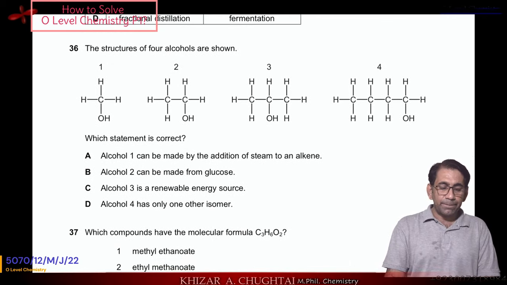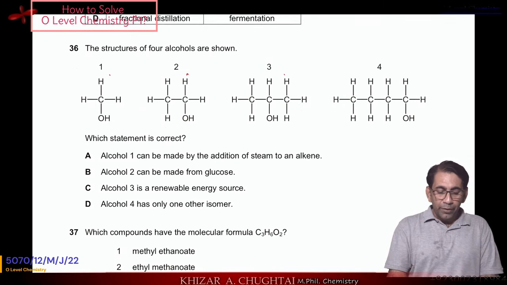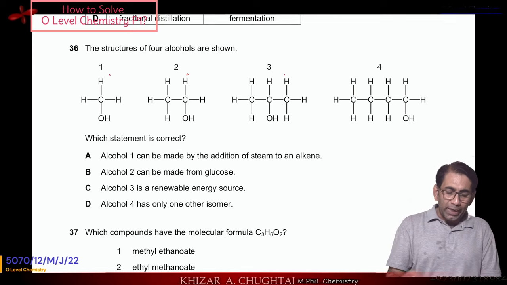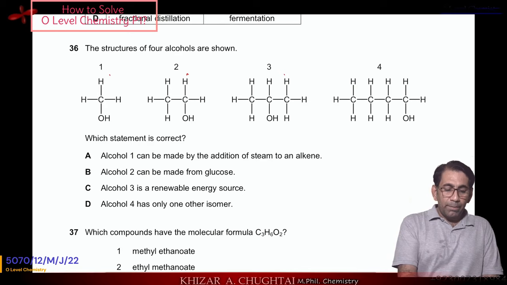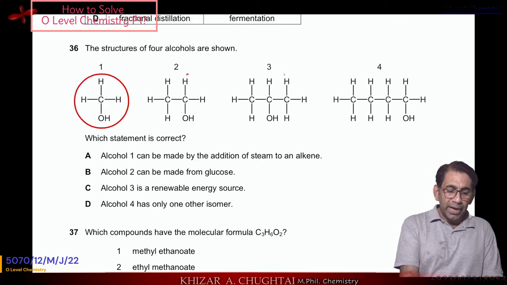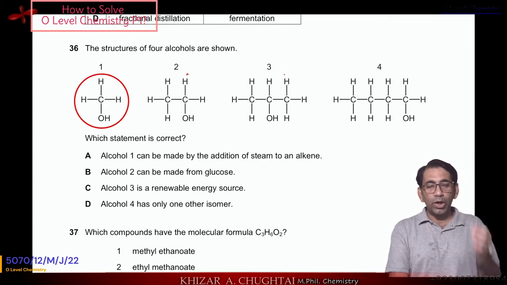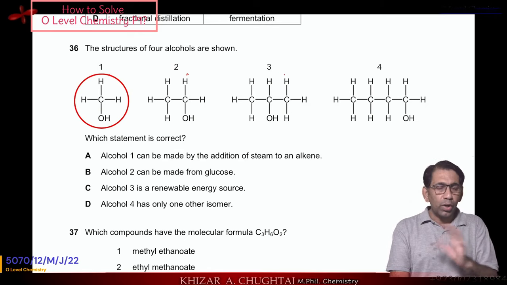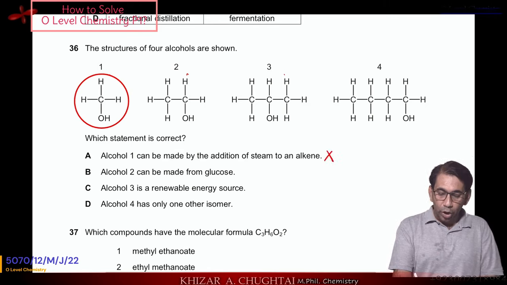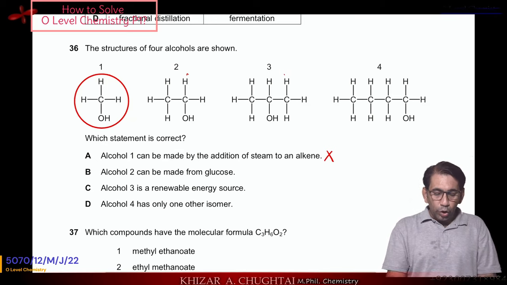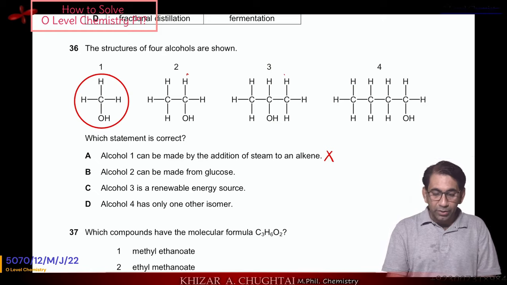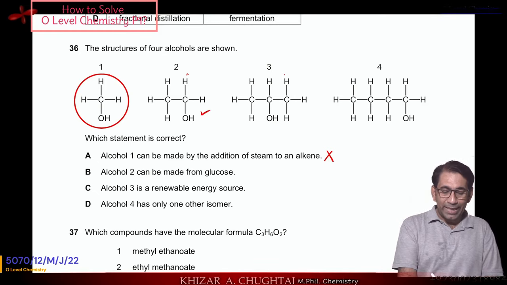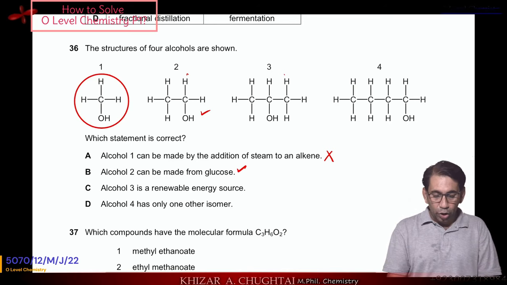Question number 36. The structure of 4 alcohols are shown, 1, 2, 3, 4. Which statement is correct? Alcohol 1 can be made by addition of steam to an alkene. No. Methanol can never be made by the addition mechanism because there is only one carbon, and methanol has no carbon-carbon double bond. So 1 cannot be made from alkene. Alcohol 2 can be made from glucose. Yes, it is the process of fermentation. We can synthesize ethanol. Yes, it is the correct option.